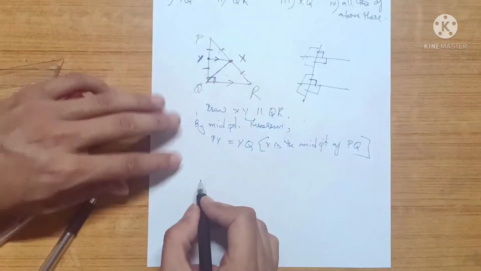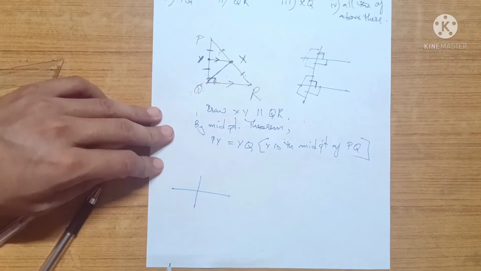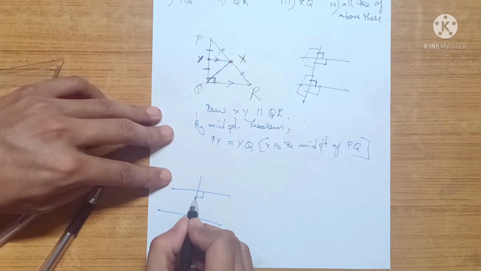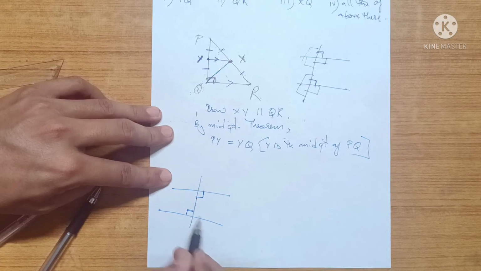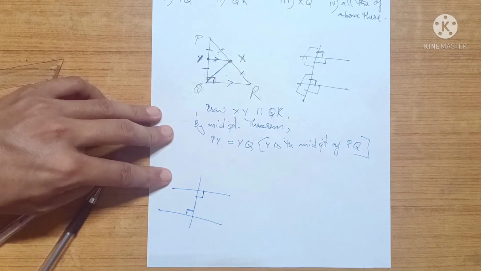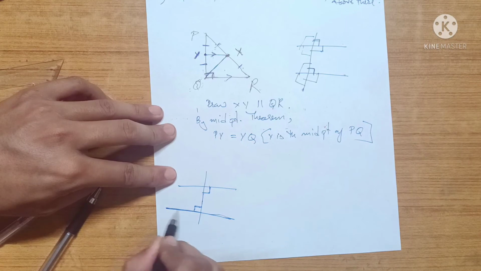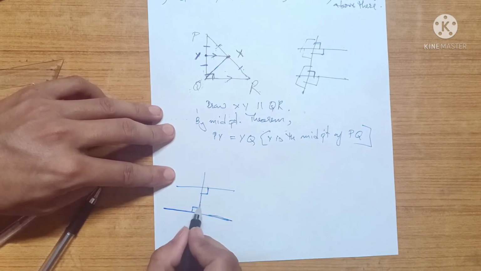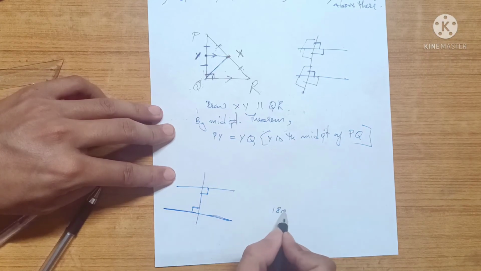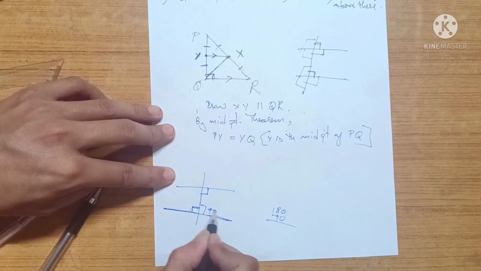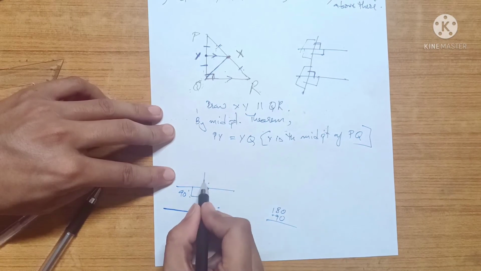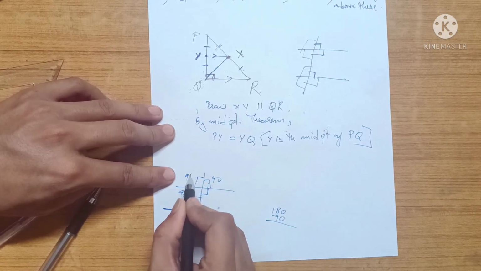Got it? Why? Because suppose this is a parallel line. I've already told you, if this is 90 degree, alternate angles are equal, so this will also be 90 degree automatically. But this is a straight line. The sum of the angles lying on a straight line is 180 degree. So from 180 degree, if you subtract 90, you get 90, which means this is also 90. According to alternate angles, this is also 90, and vertically opposite, this is also 90. So everything will always be 90 degree.